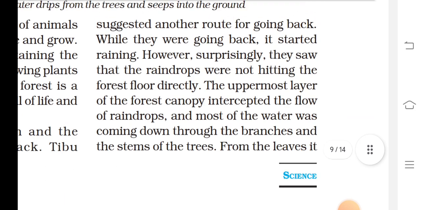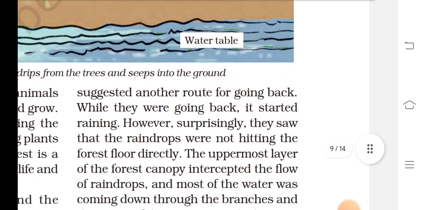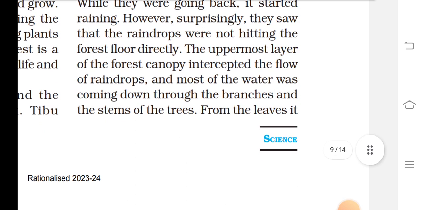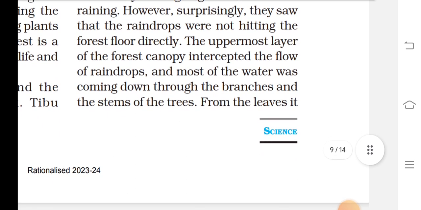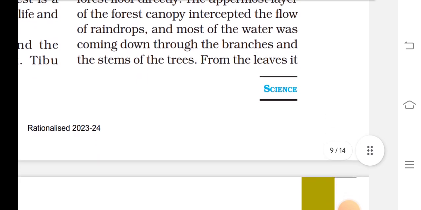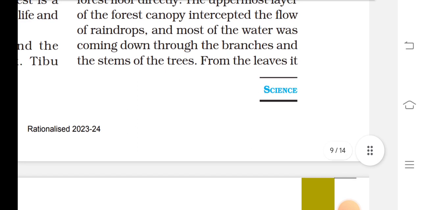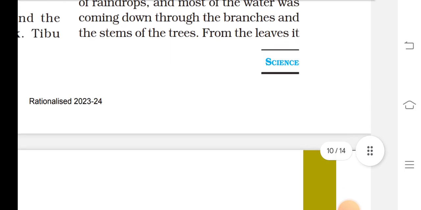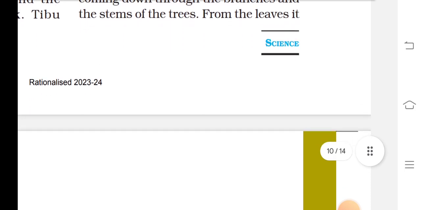It was about afternoon and the children wanted to go back. Tibu suggested another route for going back. While they were going back, it started raining. However, surprisingly, they saw that the raindrops were not hitting the forest floor directly. The uppermost layer of the forest canopy interrupted the flow of raindrops, and most of the water was coming down through the branches and streams from the leaves.